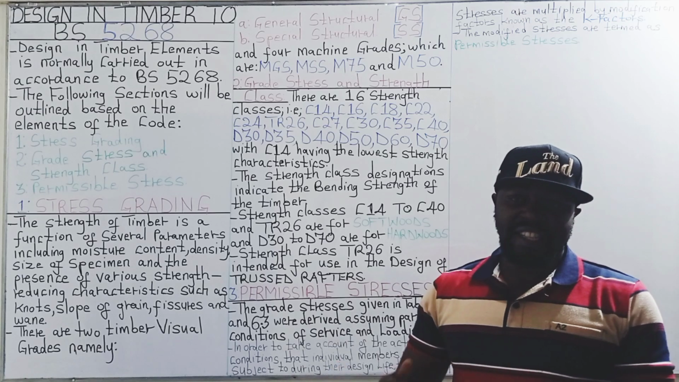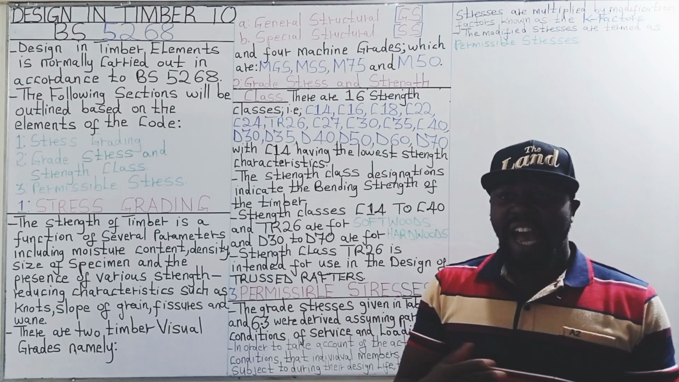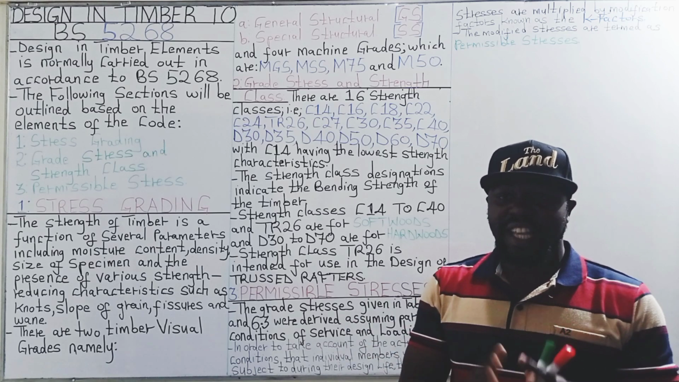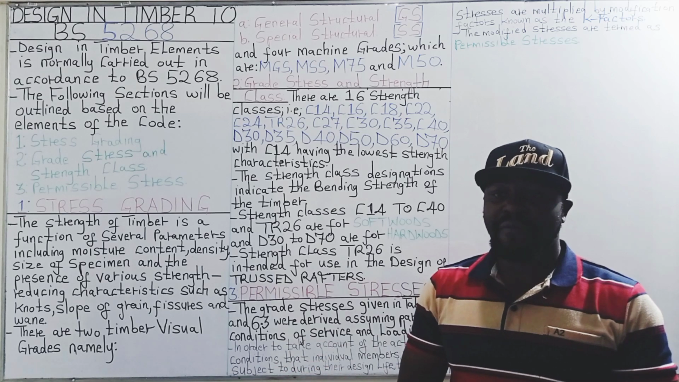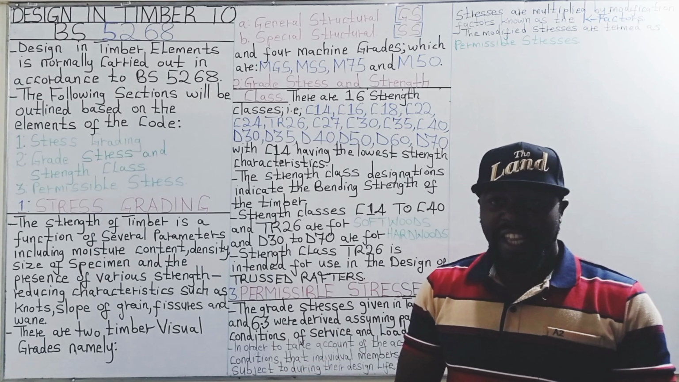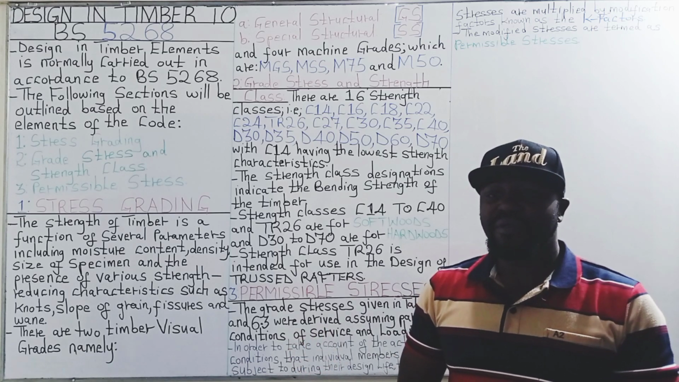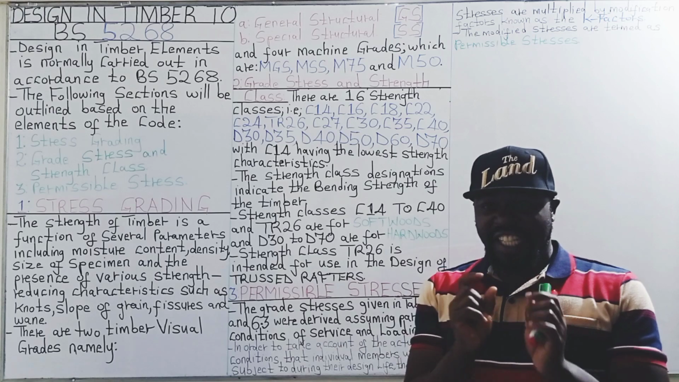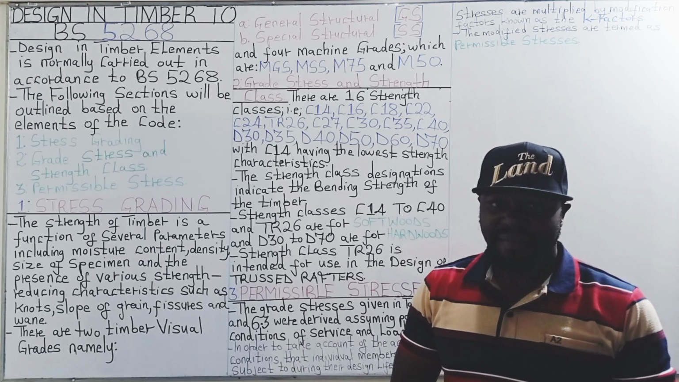Strength classes C14 to C40 and TR26 are specifically for softwoods, and the strength classes D30 all the way to D70 are for hardwoods. The strength class TR26 is intended for use in the design of trussed rafters, thereby the designation TR, trussed rafters.